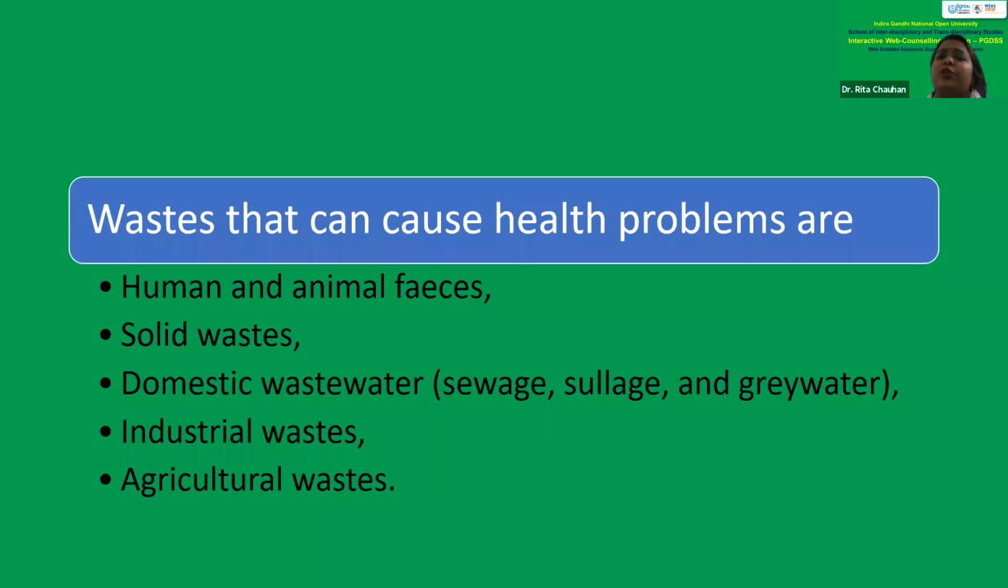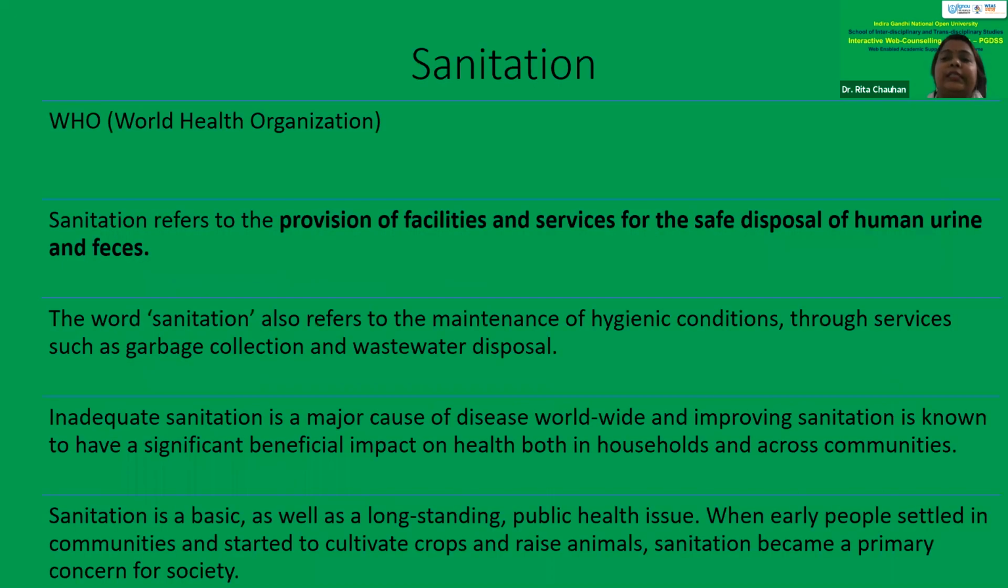Some of the waste which directly causes health problems are human and animal feces, the solid waste which we generate from our household and industrial purposes, then domestic wastewater, our sewage, grey water, then industrial waste. We also generate agricultural waste. All of these are creating health problems. So we need to manage this waste very effectively so that we can have sustainable sanitation.